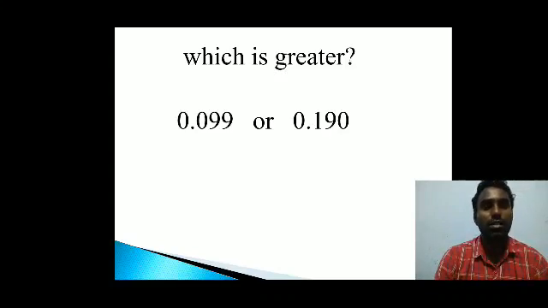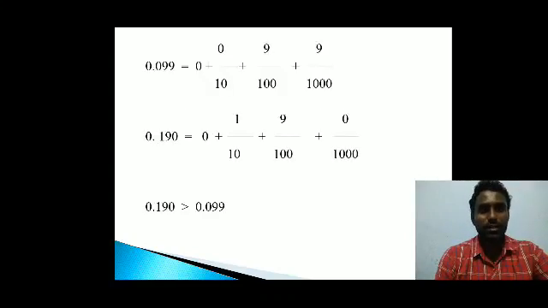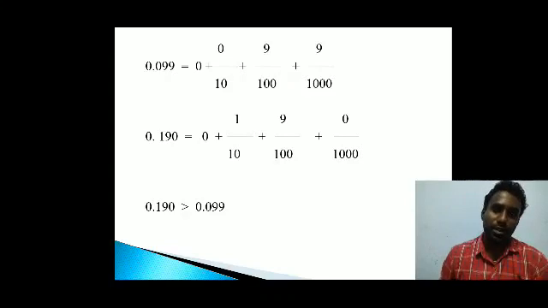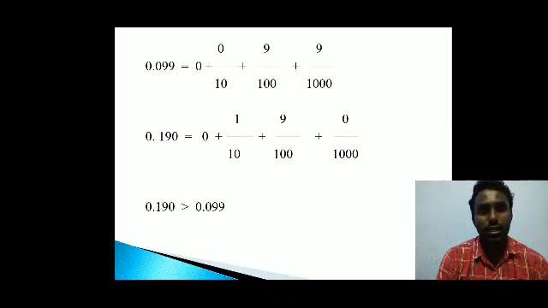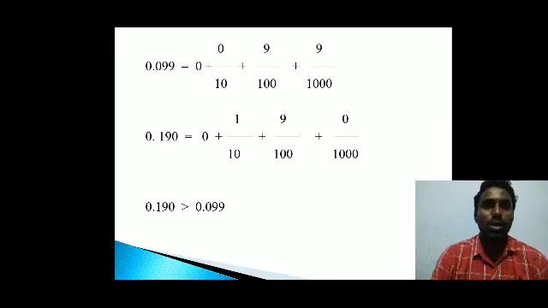0.099 or 0.190. Okay, just a minute. So the first one, 0.099. Here there are 3 digits after the decimal point, and here also 3 digits. First look at the digit before the decimal point. What digit is given? 0. In the second case, what digit is given? 0. So that means the whole number part is 0. Okay, so 0 plus the digits after the decimal point.